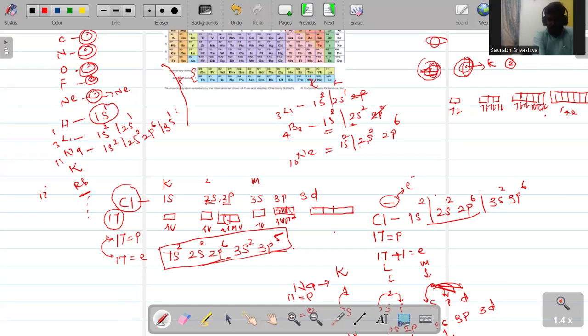See now, hydrogen, lithium, sodium: the last electron is entering the S subshell. That's why we are calling these elements S block elements. If the last electron enters the S subshell, then we call it an S block element.